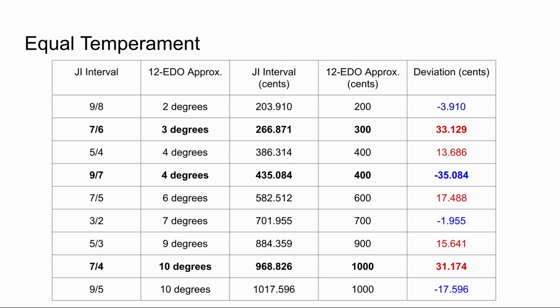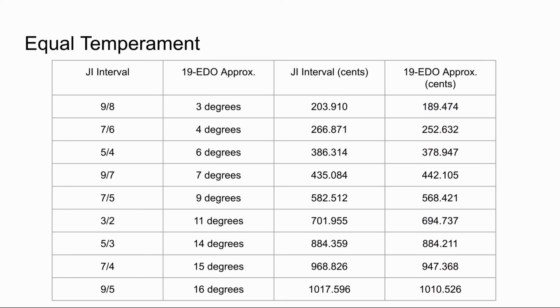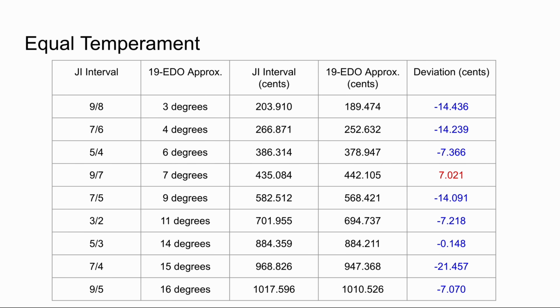Let's look at how well 19 EDO approximates these just intervals shown. We can see that unlike 12 EDO, 19 EDO approximates all of these intervals with different values. That's cool. What about the deviations? Let's see how the just intervals are approximated this time. Here, the biggest deviation is 7 over 4, with an error of 21.457 cents. So everything is within 30 cents this time. The smallest deviation, though, is only 0.148 cents.